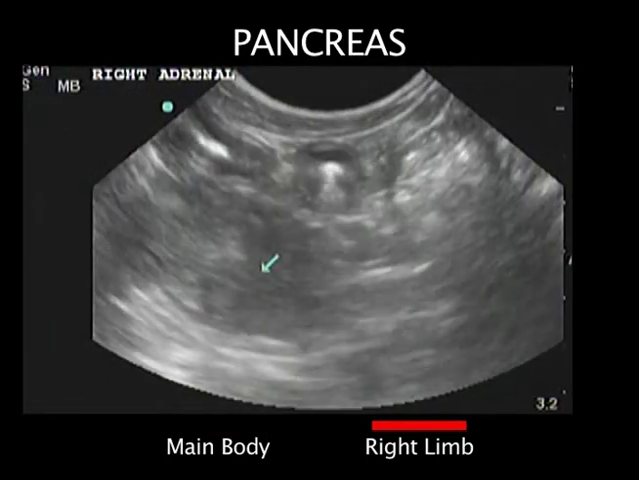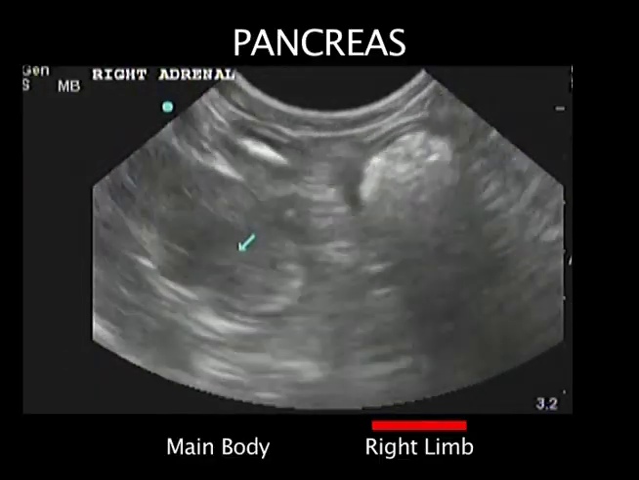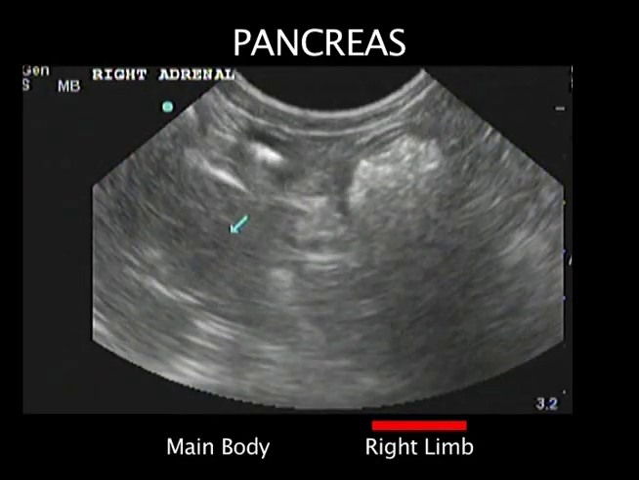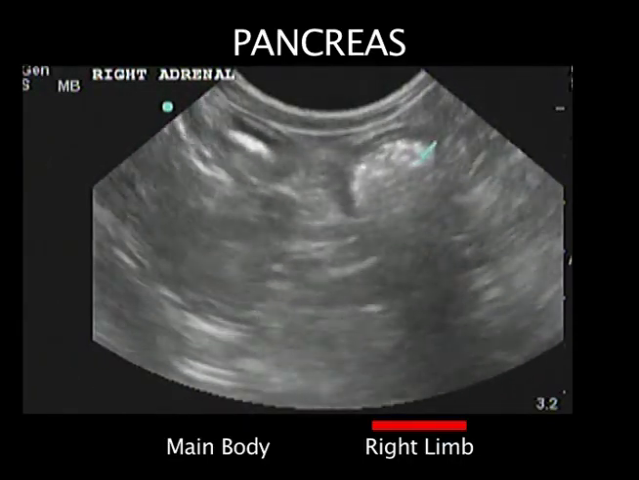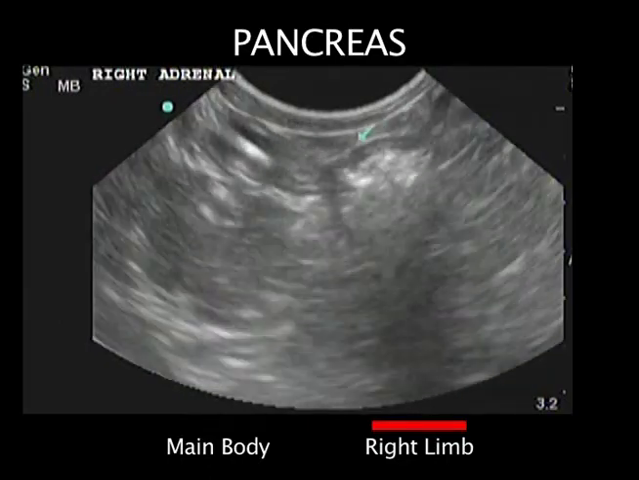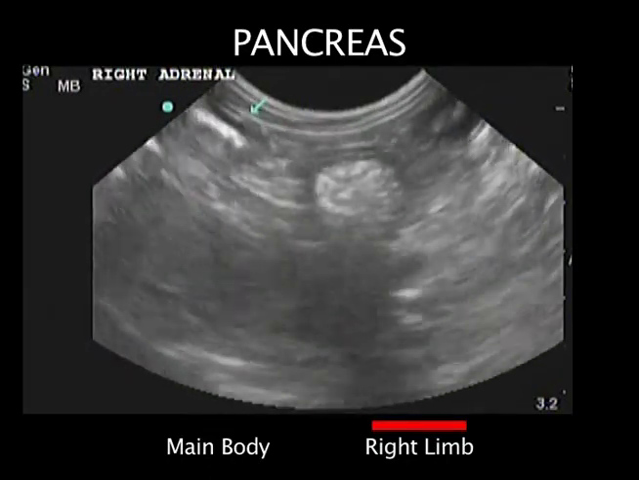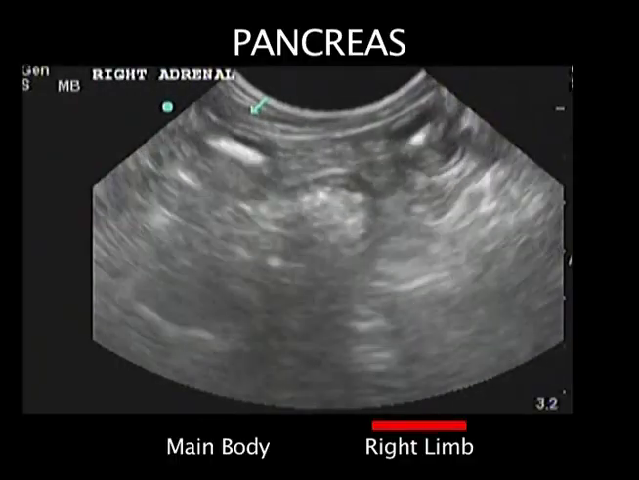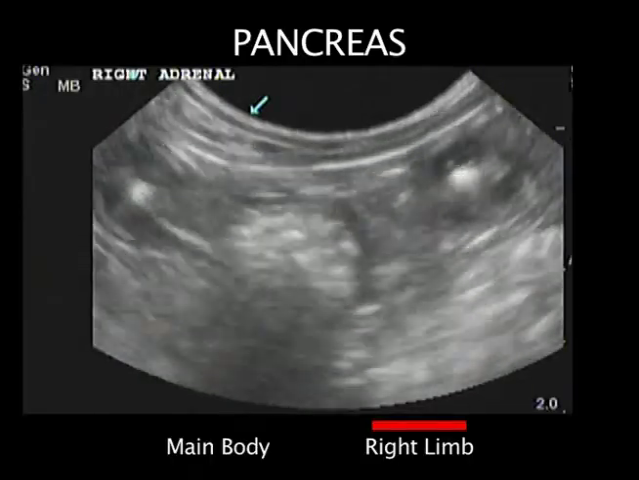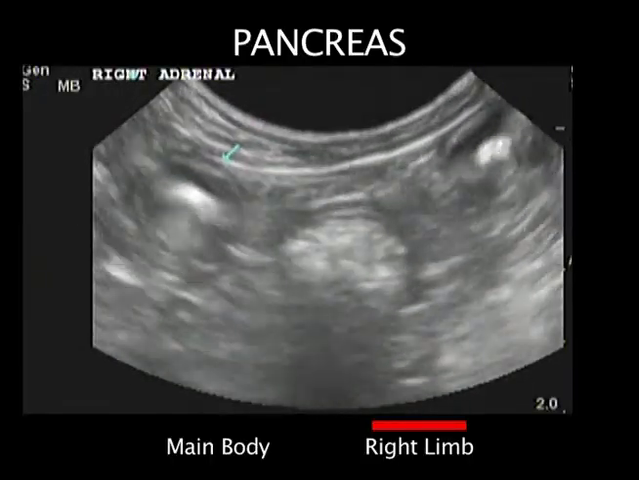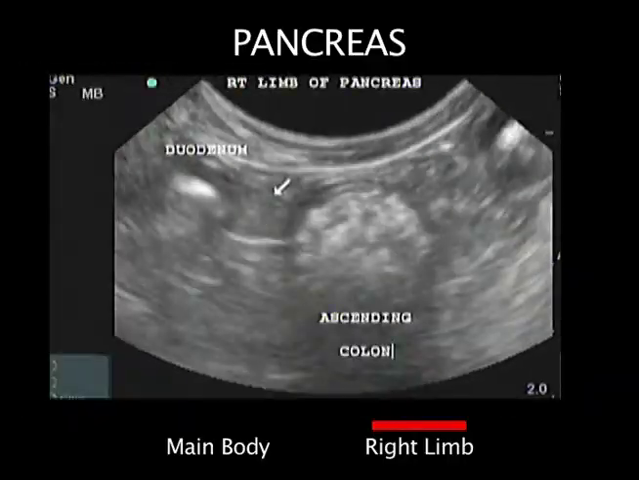In this right ventral transverse view, the green arrow points first to the right kidney, then to the ascending colon, then to the descending duodenum. The normal right limb of the pancreas is a small tissue density between the duodenum and ascending colon in this 11-year-old, 7-pound toy poodle. A normal right limb of the pancreas is often easier to find in dogs than in cats.